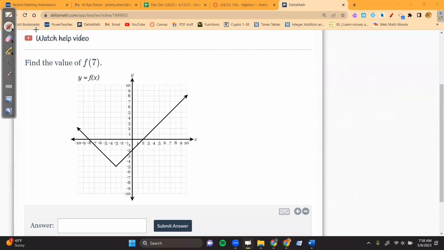So the input of the graph is right there. I'm pointing to it up there with that little red arrow. So that's always going to be an X value. That's what's an independent or an input value.